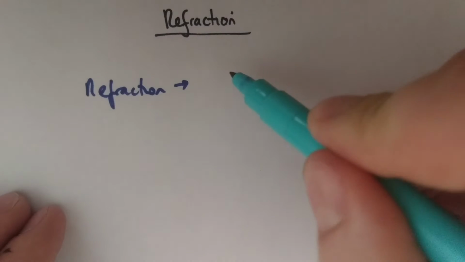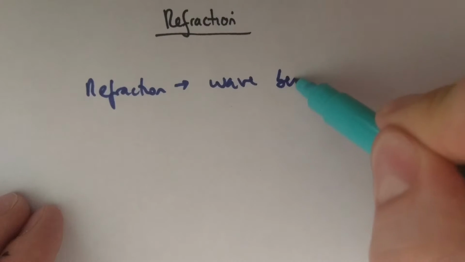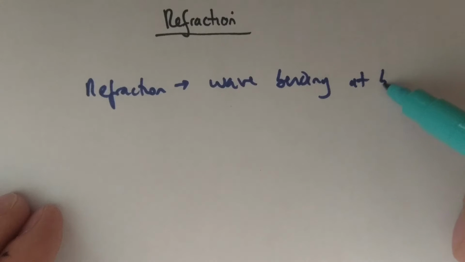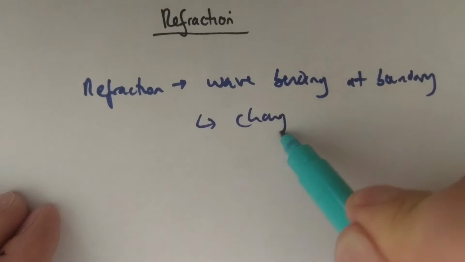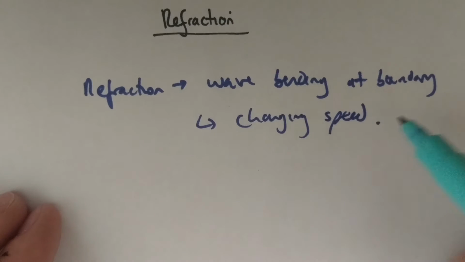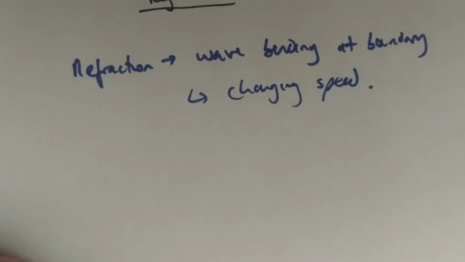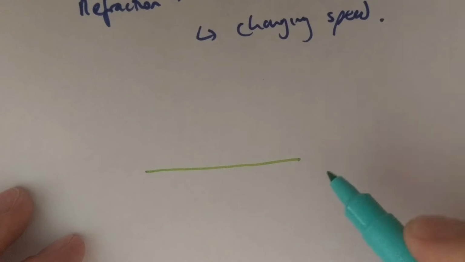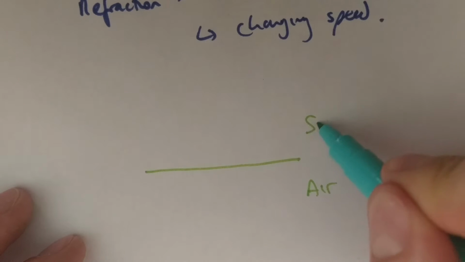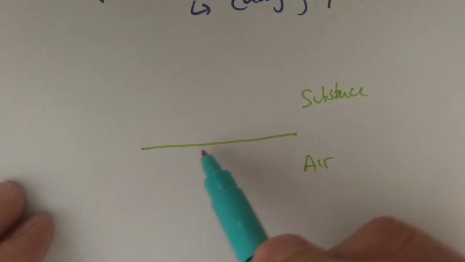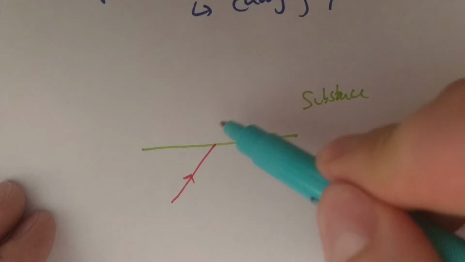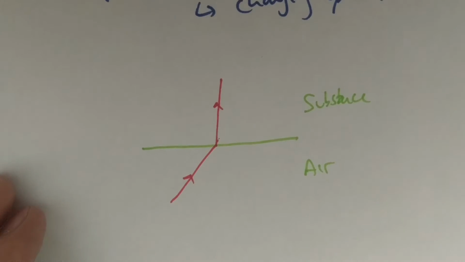So refraction occurs because we get a wave bending as it reaches a boundary. And the reason it does this is because the wave will change speed. In the most common diagram we see of this, we will have a boundary, with air on one side and some transparent substance on the other. We will shine some light into it, and it will bend towards our normal.